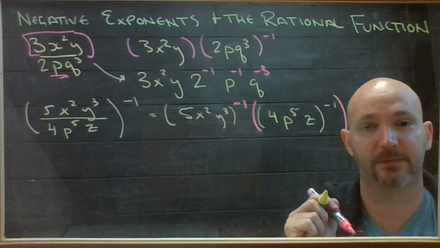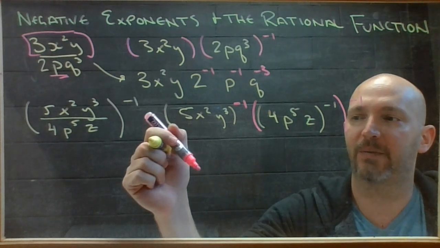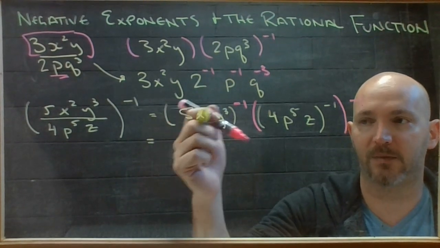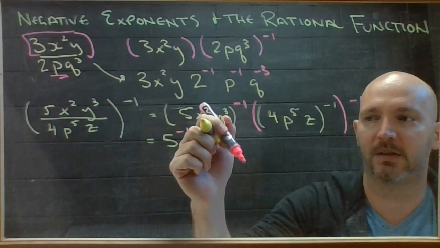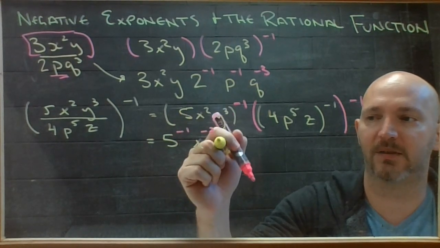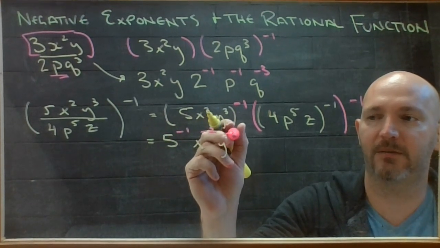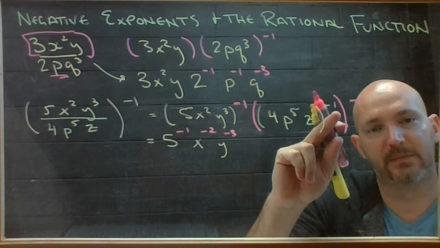Like that. So if I go through and I work this out, 5 gets a -1. That's x to the -2. That's y to the -3. Now, I'm going to look at these two exponents there.